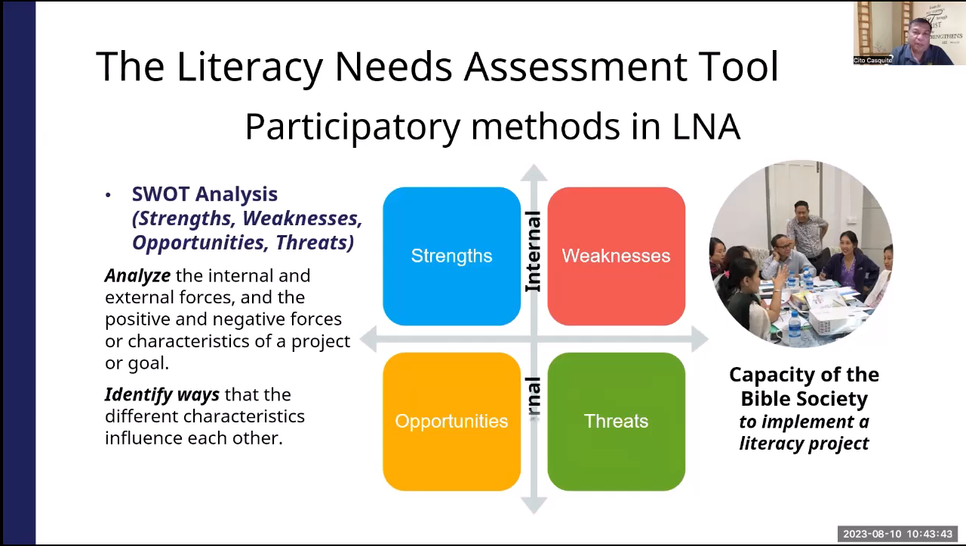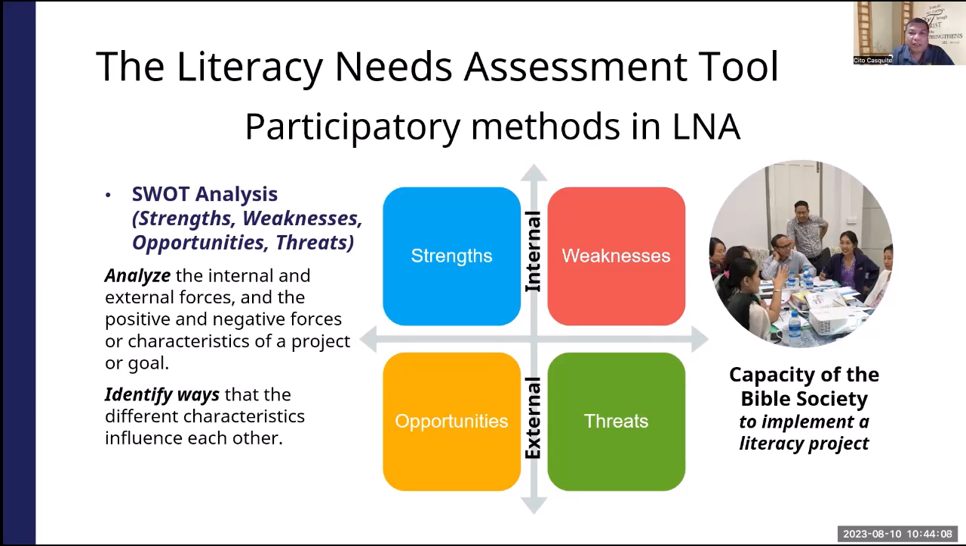And the two quadrants below are the opportunities and threats, and these are actually the external forces that we don't have a hold on in terms of implementation or in terms of doing literacy. So we can identify ways on how to use this information, the different characteristics that can influence each other.